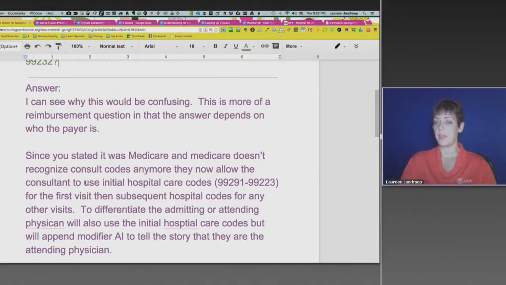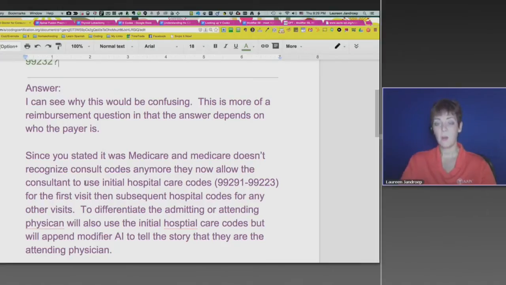So they came up with a modifier, AI, that the attending physician, because it used to be only the attending or the admitting physician could use the initial hospital care codes. And if someone was asked to come in and do a consult, they use the consult codes.